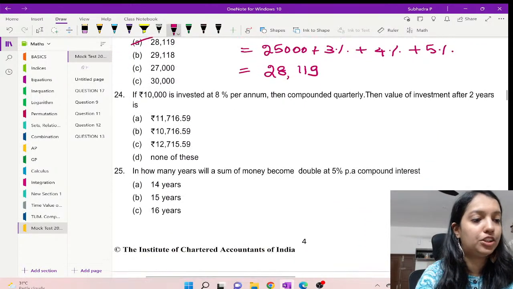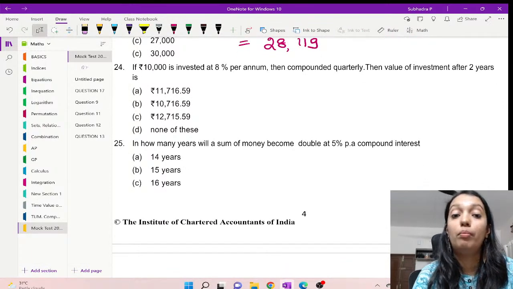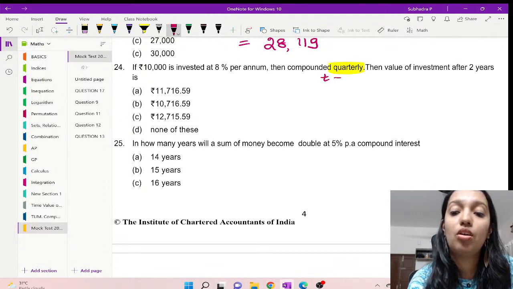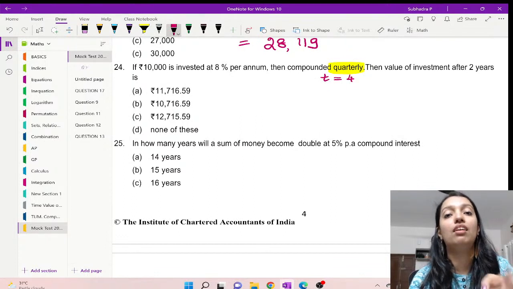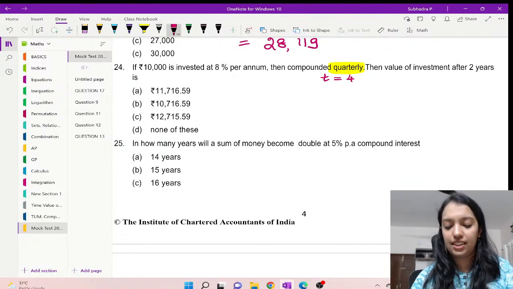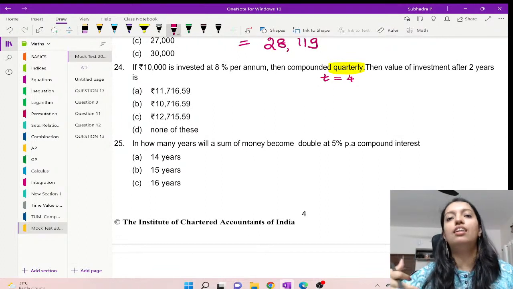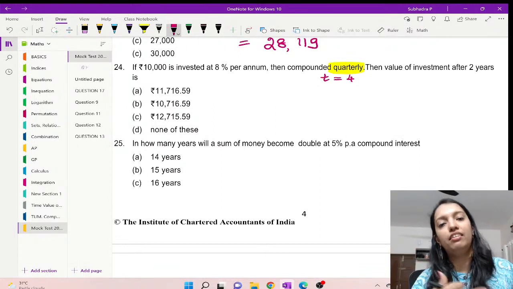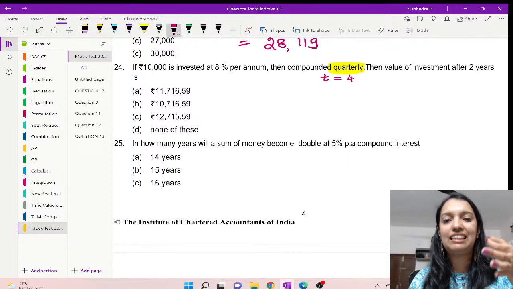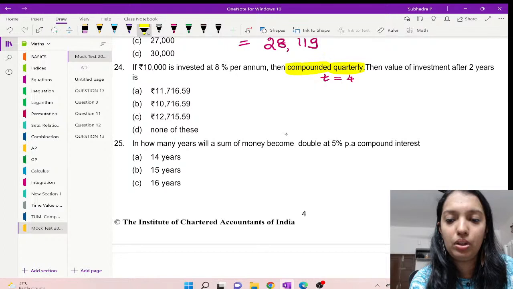Next, 25th question. If 10,000 is invested at 8% per annum, compounded quarterly, arey baba. So that means in a year, how many times does the compounding happen? 4 times. Semi-annual 2 times. Annual 1 time. Then value of investment after 2 years is dash. So what type of question is this? Are they telling you that every year investment has to be made? Every year 10,000 has been invested? No, that means this is not an annuity question. This is a simple question regarding compound interest. They have given compounded quarterly.